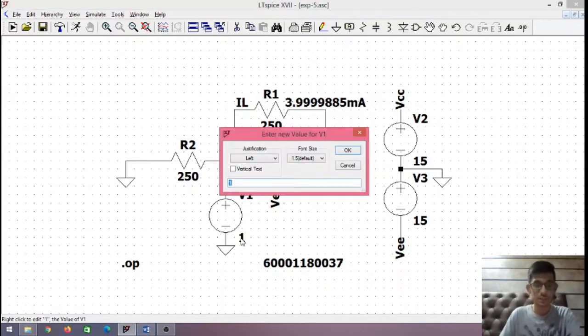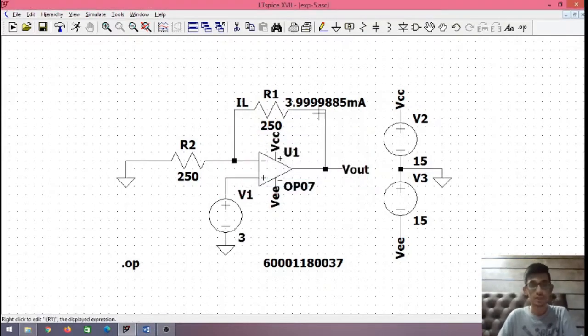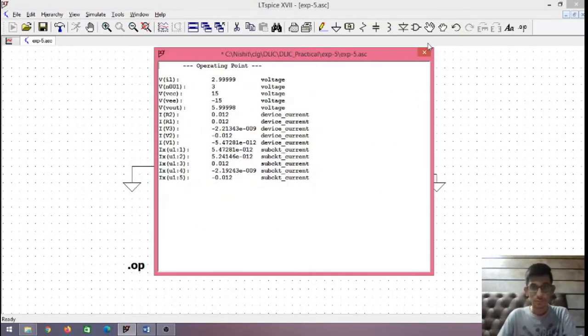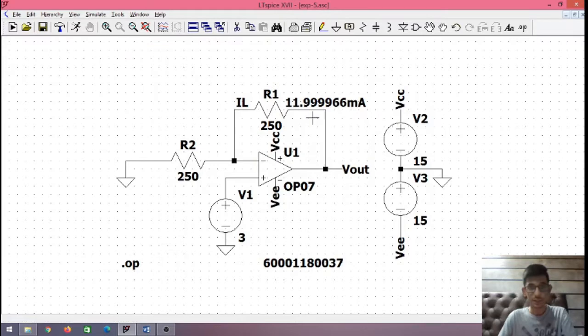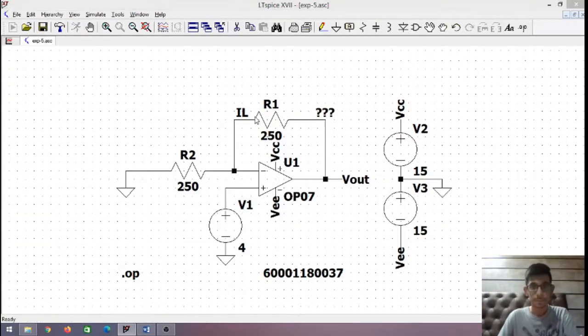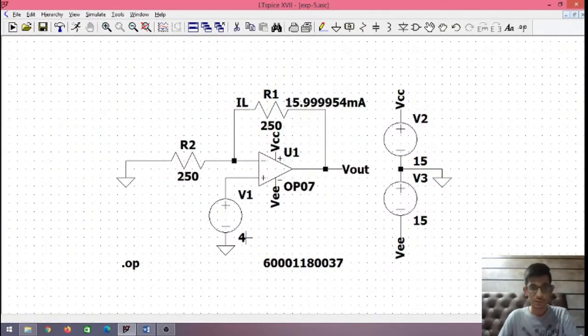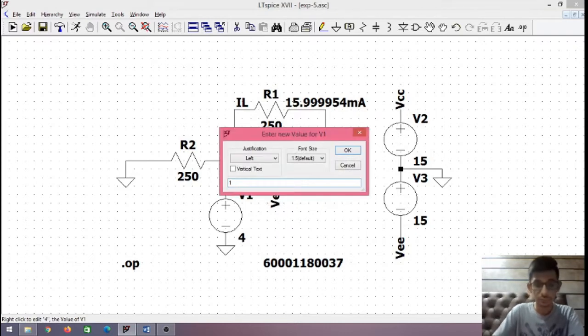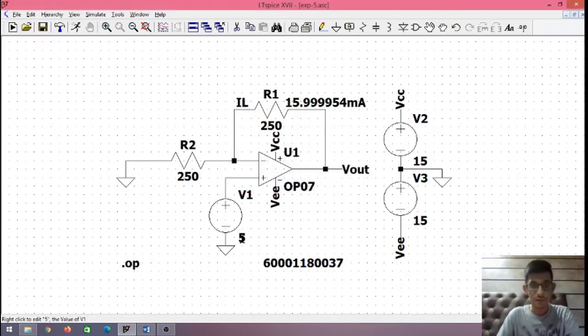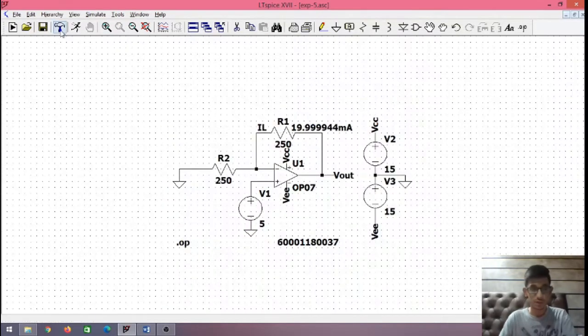We can see the value is 4 milliamps, which is what we wanted. Now let's increase it to 3. For 3 it should be 12. It should increase linearly, so it is 11.99, which is approximately equal to 12. Let's see for 4, it is 16, so it is perfect. Now for 5, we are also getting 20, which is what we wanted. So our floating load converter is working.